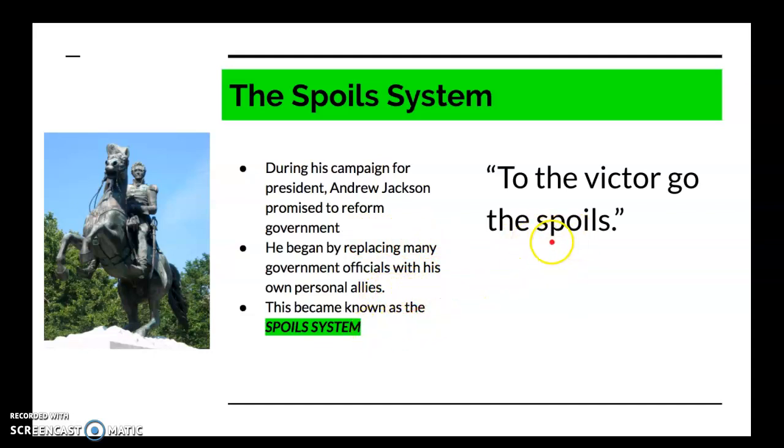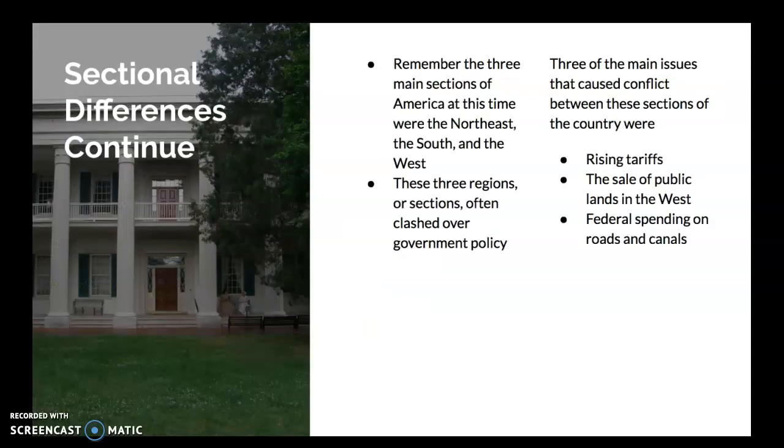So this quote is directly tied to this idea of the spoils system. Basically, what it means is that Andrew Jackson won the presidency, and now he could put together his own government in any way that he saw fit, just because he won, and that's what he gets. That's what you get to do when you win. So, all right, sectional differences continue.